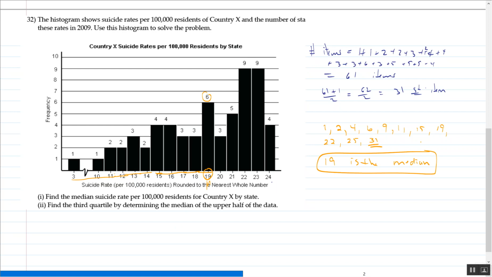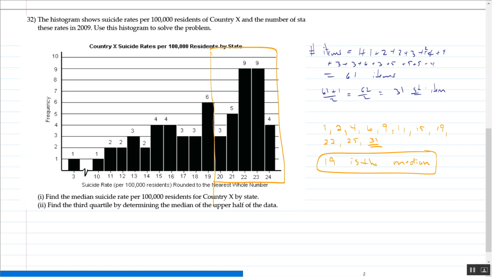Now they want me to go ahead and find the third quartile. So I'm going to find the median of the upper half. So now I'm not going to look at all of this here. I'm going to go back and just look at the upper half. Remember where our median was. Our median occurred at 19. So we're going to cut it off right here. So we're only looking at this piece of the graph now. That's the upper half, the top half of the median.